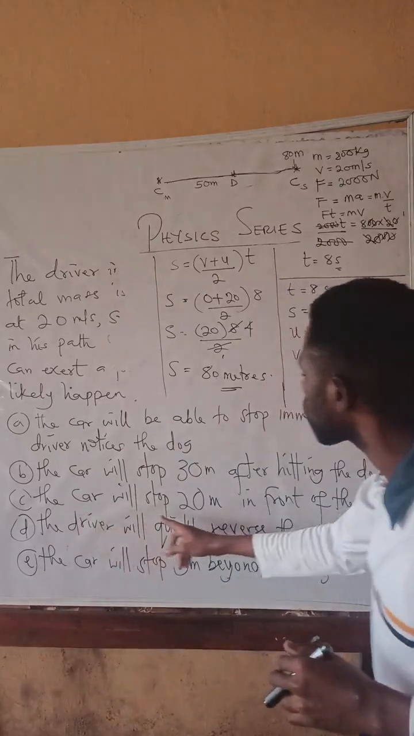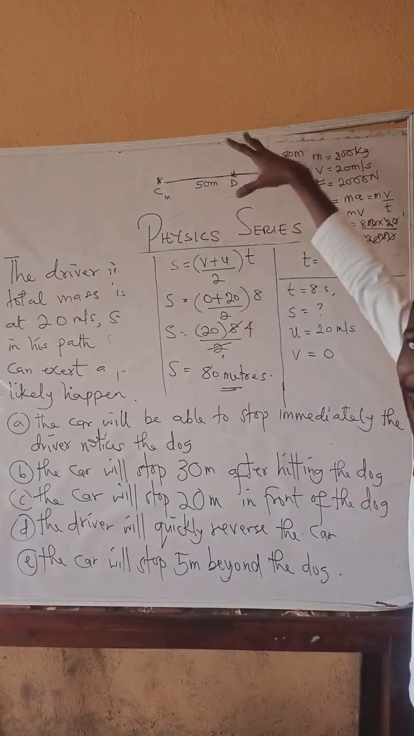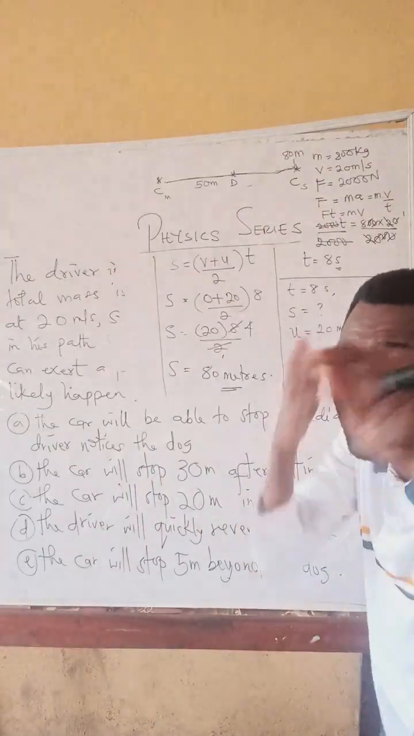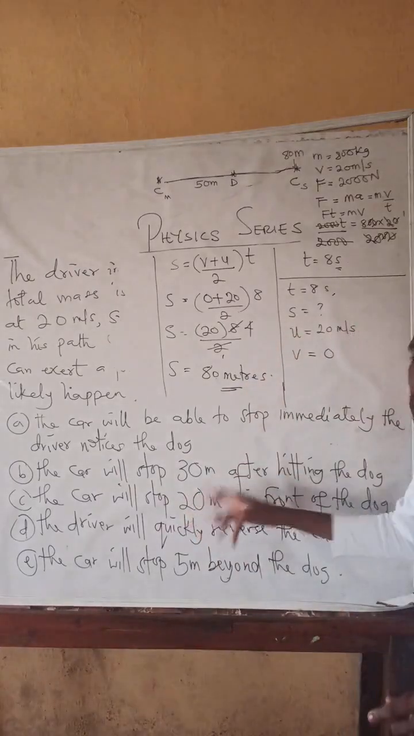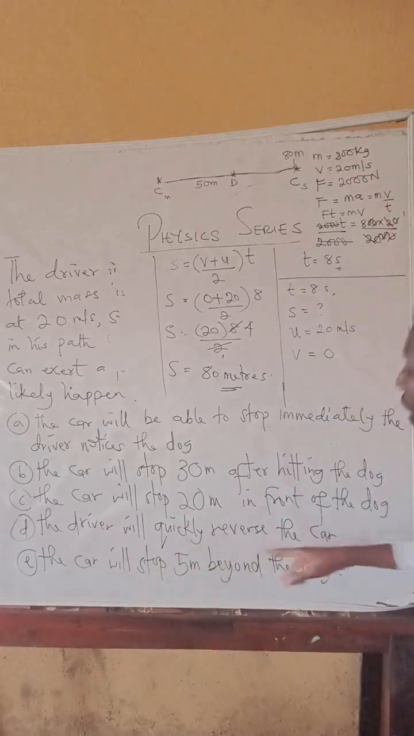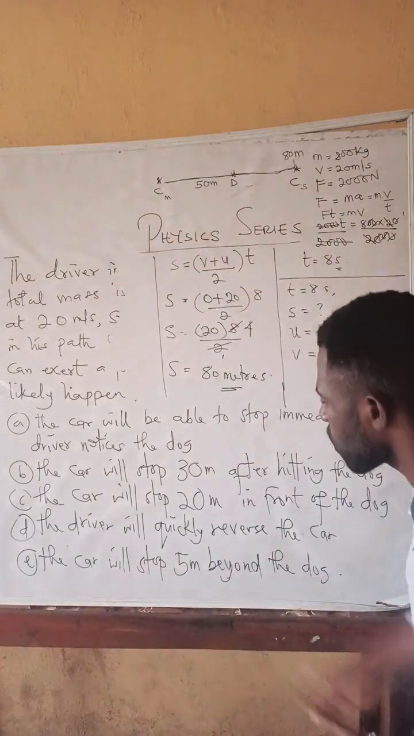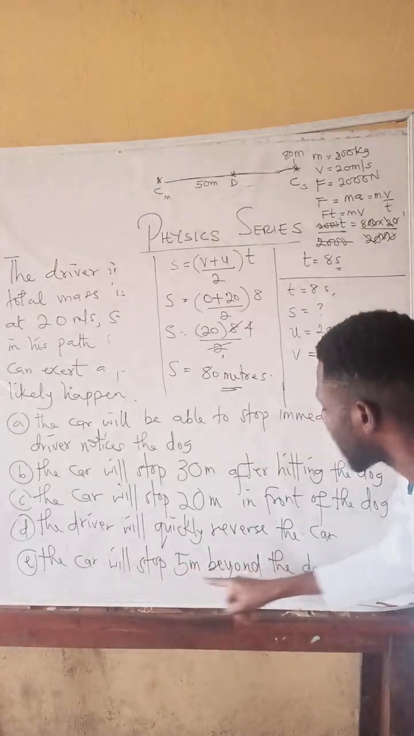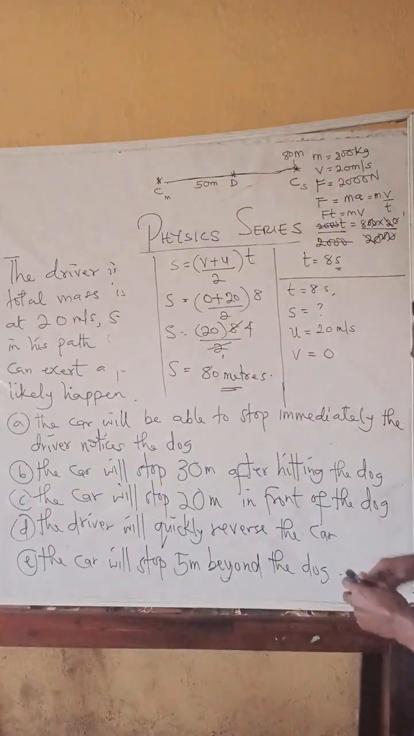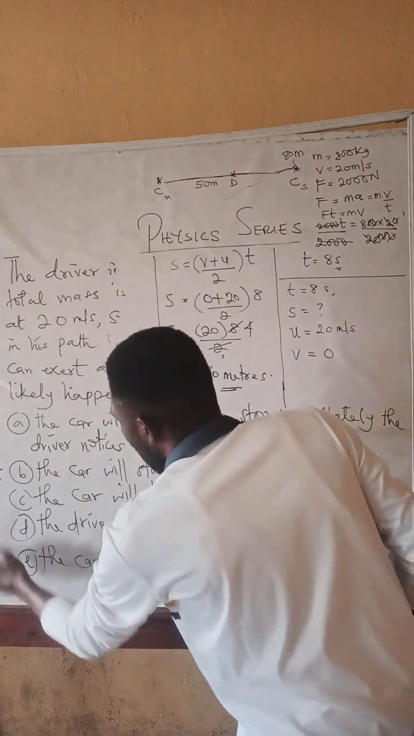Option C, the car will stop 20 meters in front of the dog. Wrong. This is where the car is. The result we'll get will tell us where the car will stop and the distance it will stop. So option C is wrong because the car will move past the dog. Option D, the driver will quickly reverse the car. That's wrong because the car has driven past the dog. Option E, the car will stop 5 meters beyond the dog, after hitting the dog. So we're looking at option B and option E.